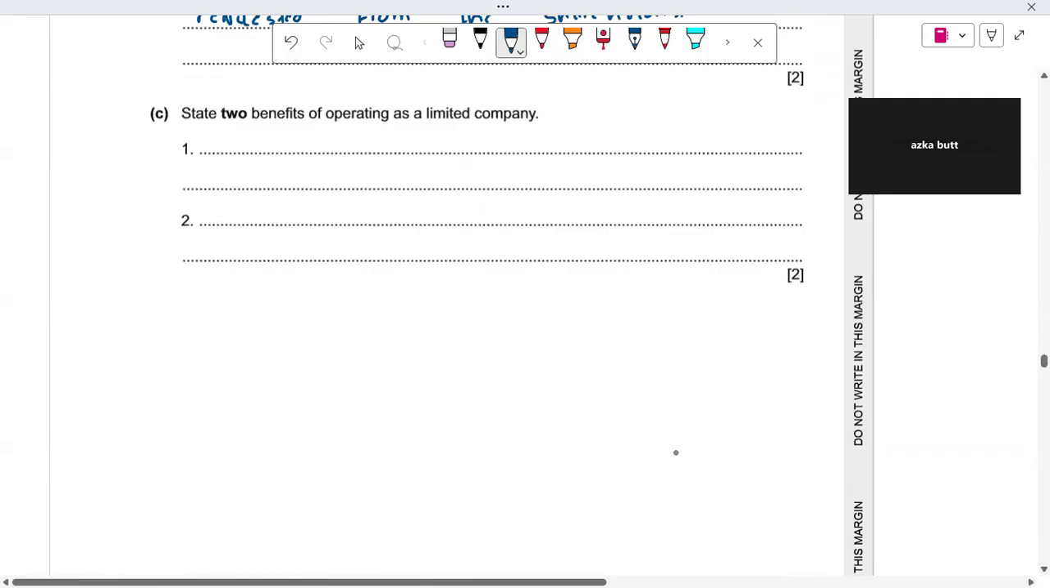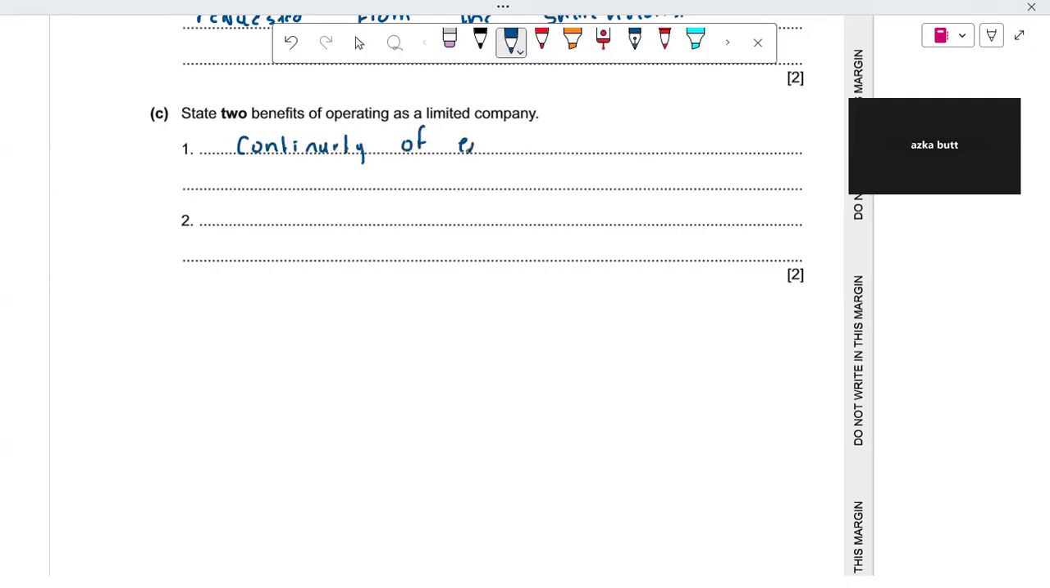Now let's state the benefits of operating as a limited company. So the first one is that there is a continuity of existence. It means that whether one shareholder will die or not, the company will continue. And there is access to additional capital, and it is easier to obtain loans because financial institutions are eagerly waiting for the public limited company to give them the loan.